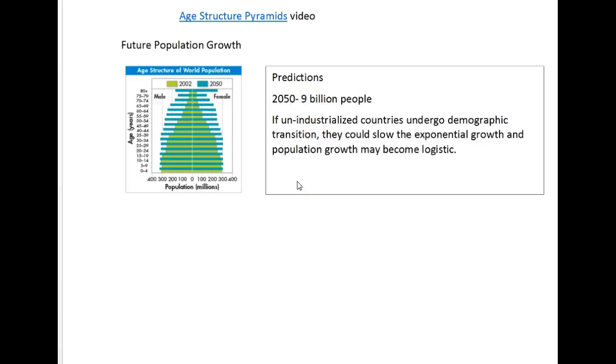And what we are seeing is unindustrialized countries, like places in Africa, if they undergo demographic transition because we're coming in and we're giving them the technologies they need to expand, then they would also show a slow and exponential growth. And we might see some logistic curves, because what we're learning is it's not economically feasible to have many children. To raise a child to the age of 18 costs about $2 million.